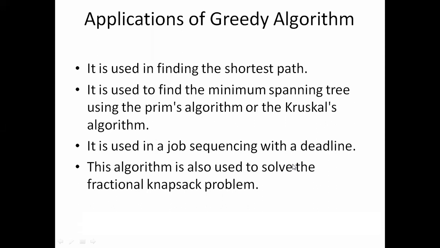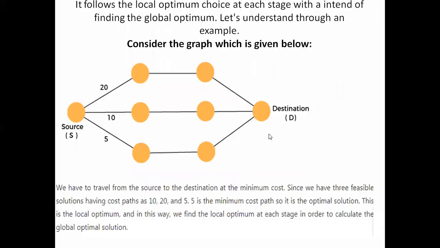Our syllabus is also similar. The next topics are the same: greedy algorithm, job sequencing, spanning tree, and finding shortest path. Let's see one by one. Before that, let me explain how the greedy algorithm works. It follows the optimal solution at each stage instead of finding the global solution.